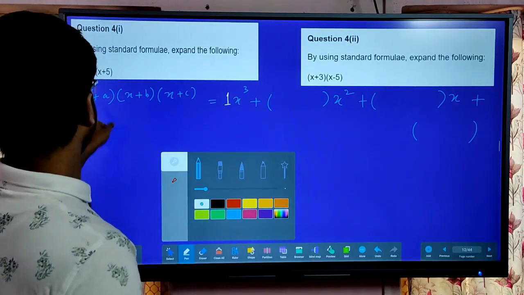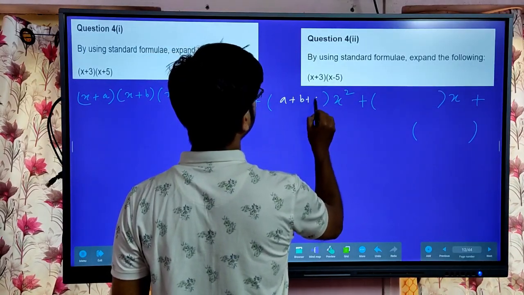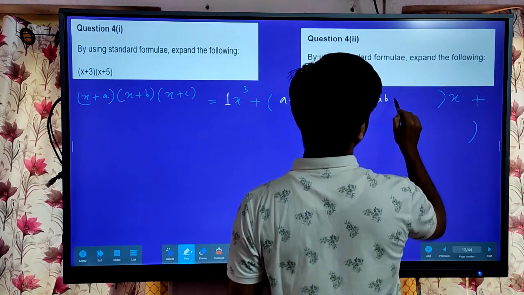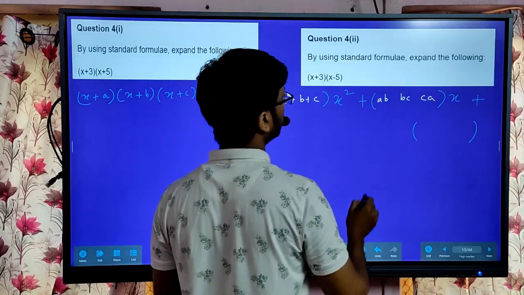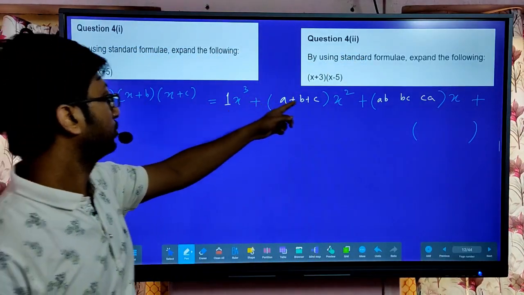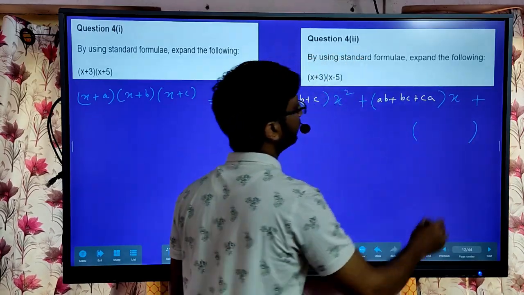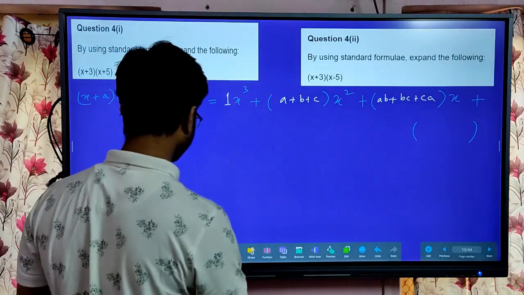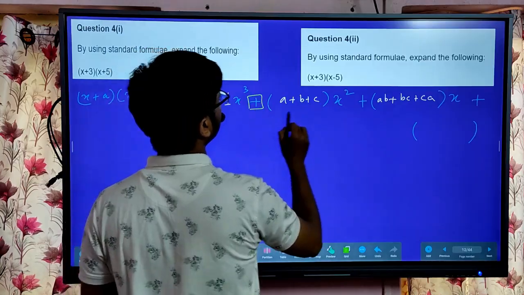This will be a plus b plus c, a plus b plus c, and here it will be ab, bc, ca. Understood? Now see, all the signs are plus, so all of them will be positive, and here it will be the product of the three numbers with sign. This plus sign will remain. These are the pluses of the formula, last like the previous example.